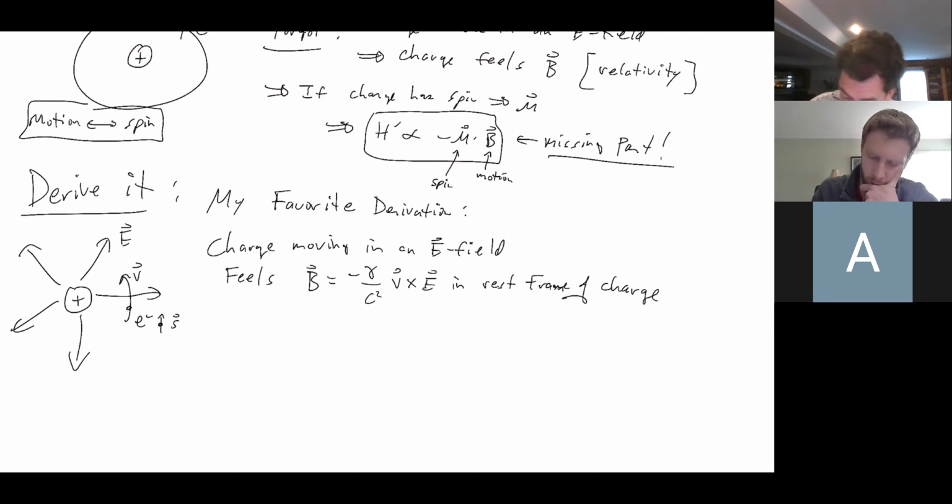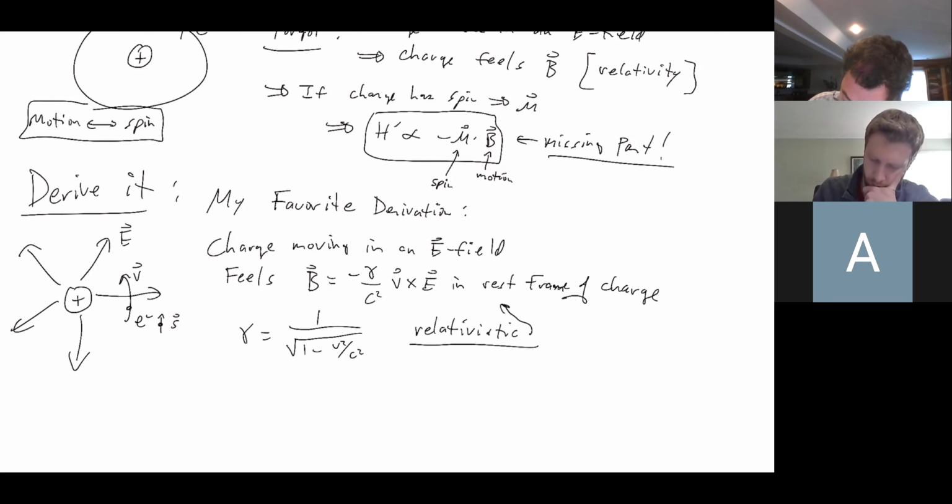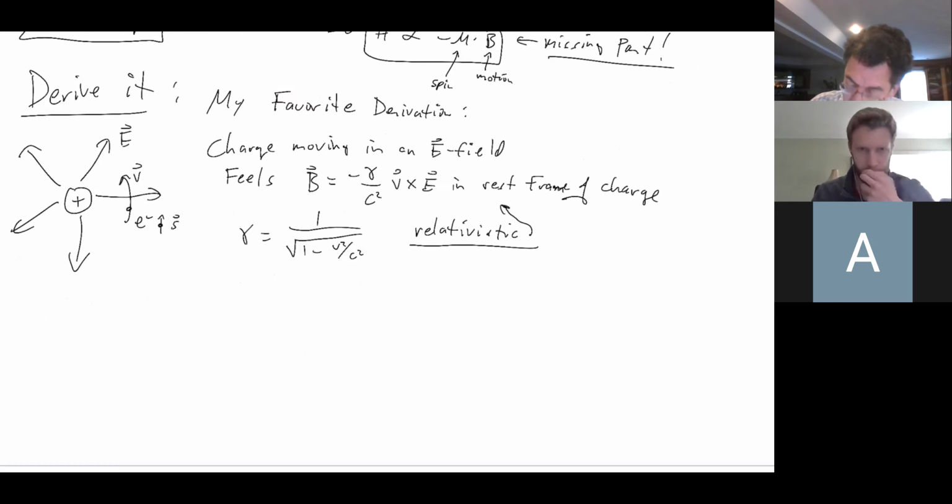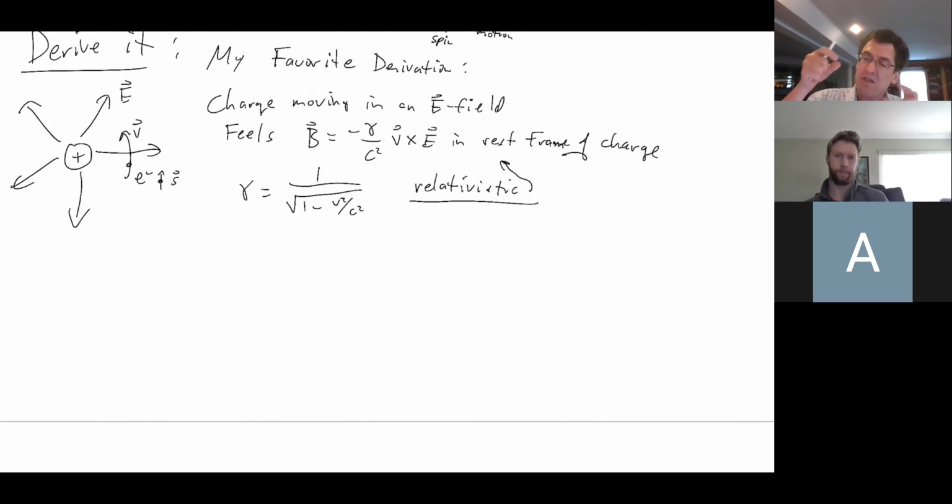Where gamma is your famous relativistic factor that you all learned at some point, 1 over the square root of 1 minus v squared over c squared. So this is the relativistic effect, and this is the starting point. That means that this electron spinning around the nucleus has a velocity and an E field, so it feels a B field.